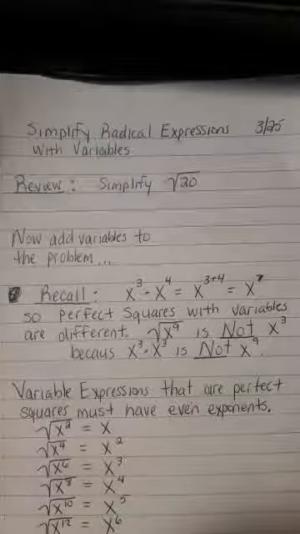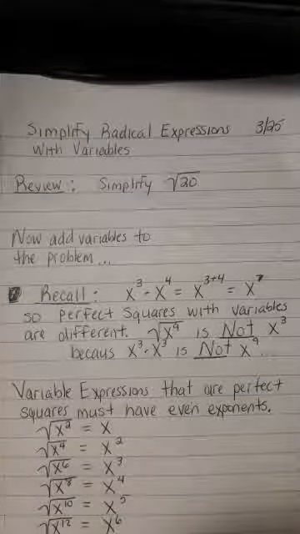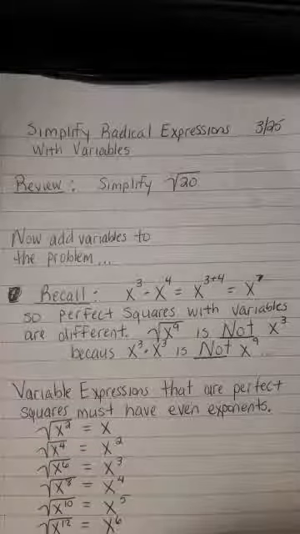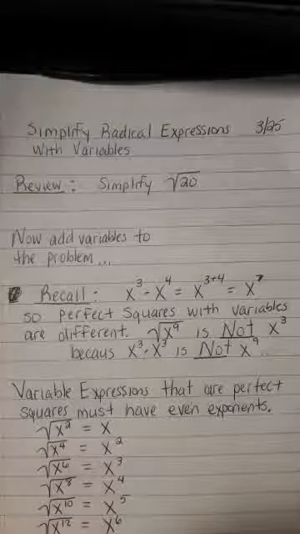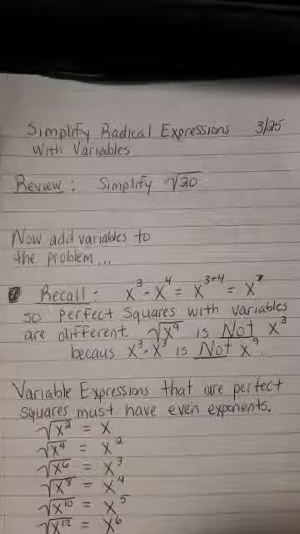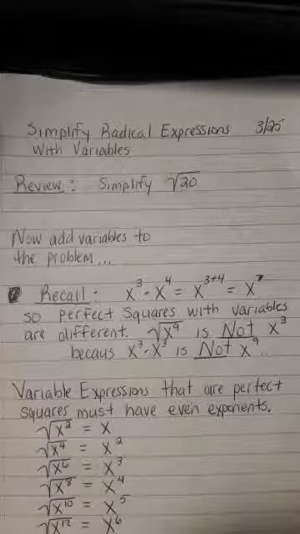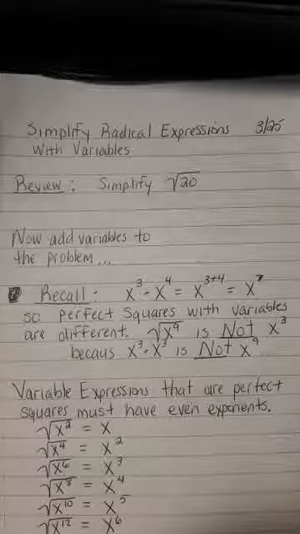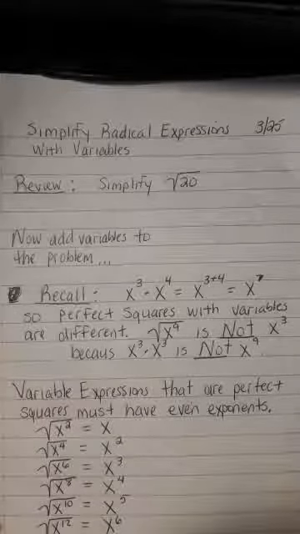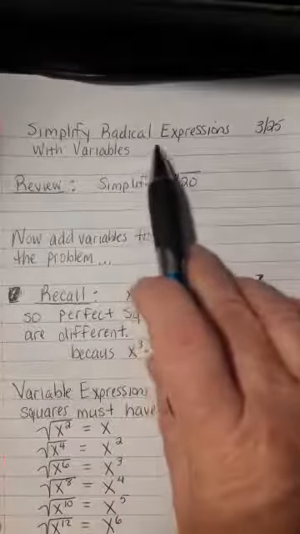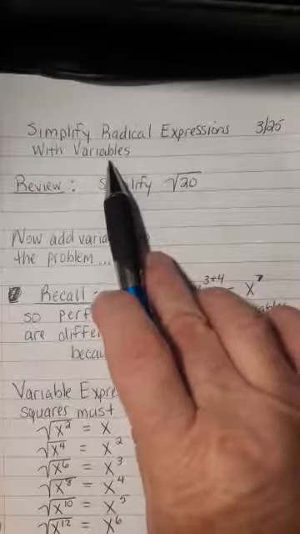Okay, so this is Algebra 1. I'm going to go ahead and get started, and if anyone joins late, they can go back and watch the video. The lesson that we did on Monday involved simplifying square roots. This is simplifying radical expressions with variables.